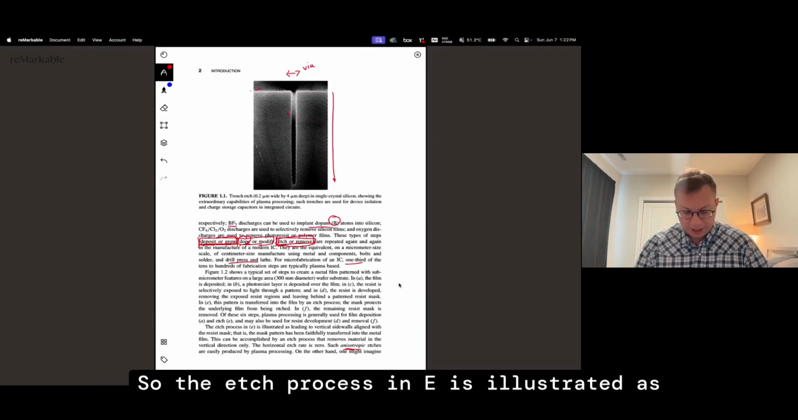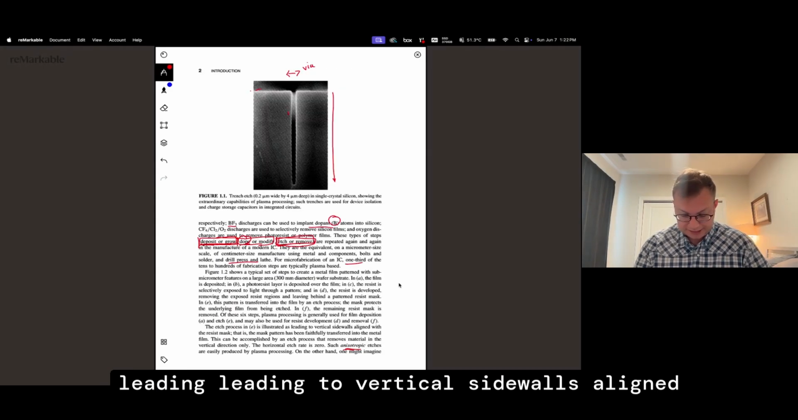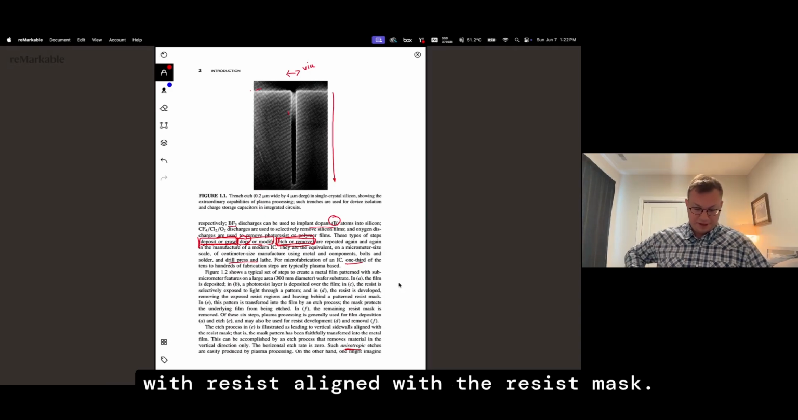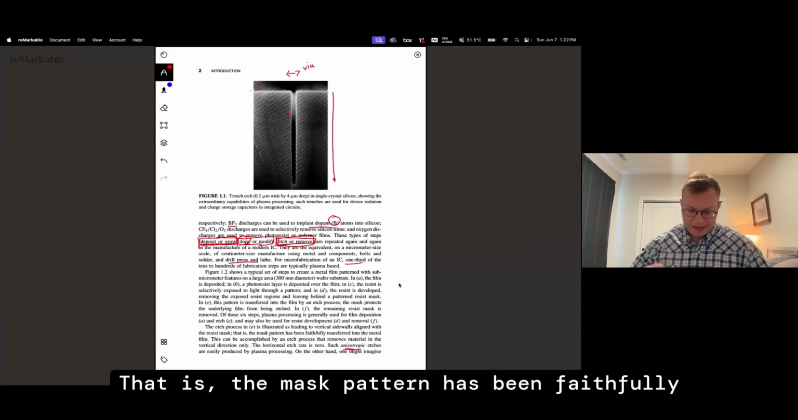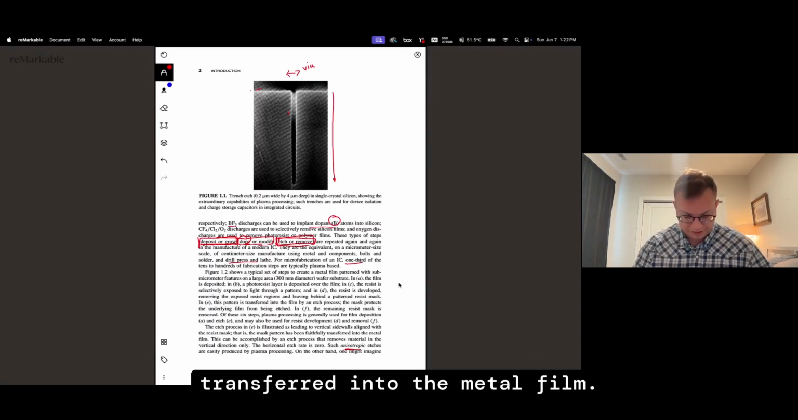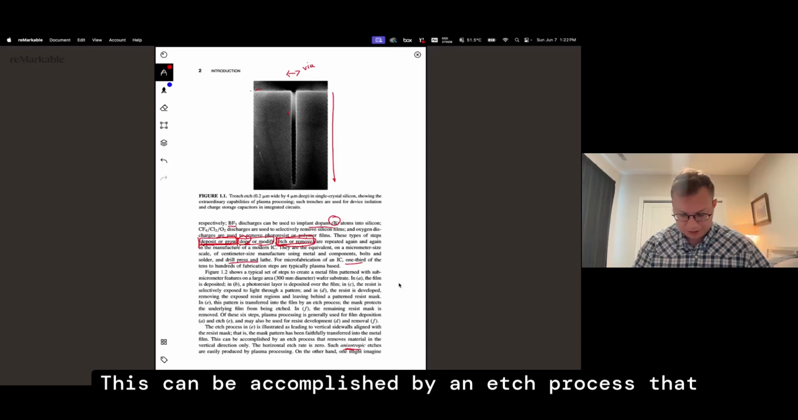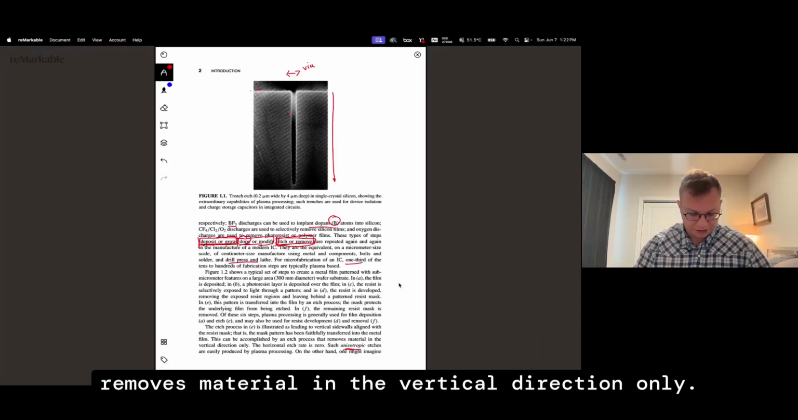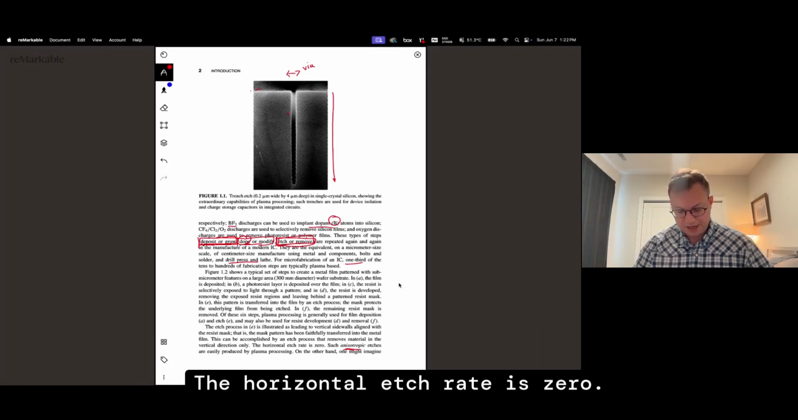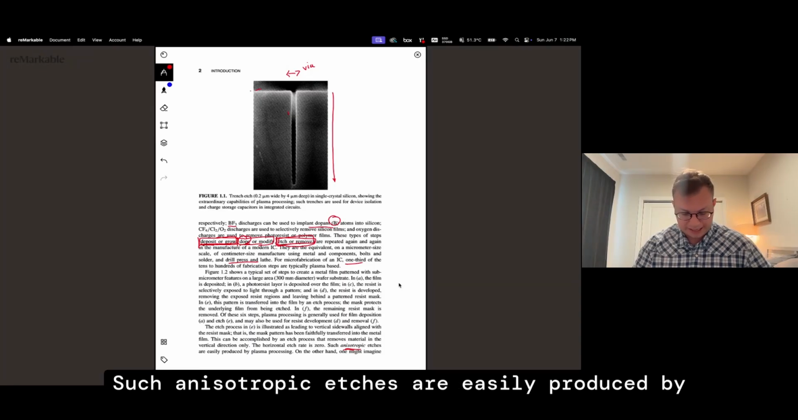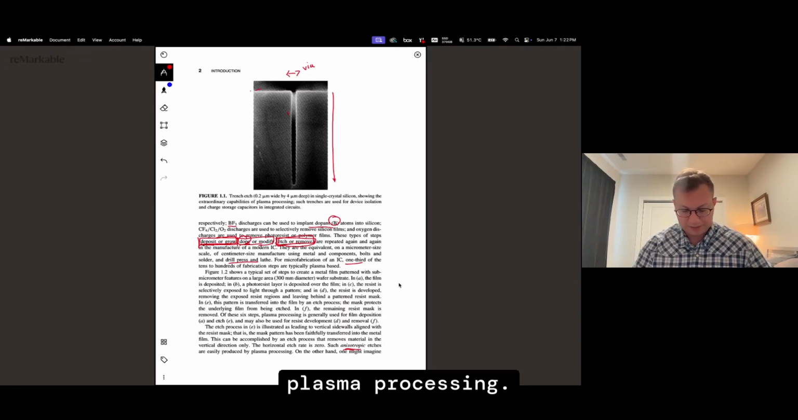So the etch process in E is illustrated as leading to vertical sidewalls aligned with the resist mask. That is, the mask pattern has been faithfully transferred into the metal film. This can be accomplished by an etch process that removes material in the vertical direction only. The horizontal etch rate is 0. Such anisotropic etches are easily produced by plasma processing.